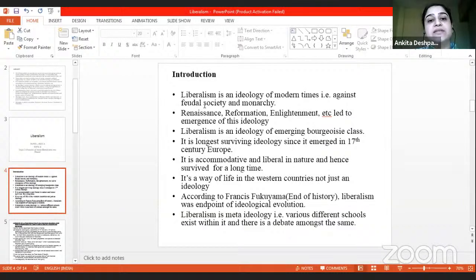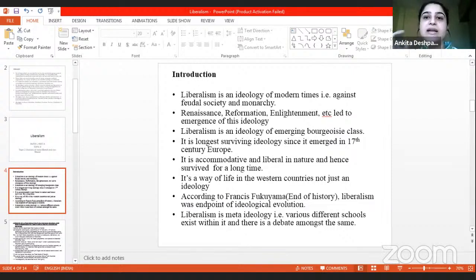So basically, it was against feudal society as well as monarchy. Europe has always seen a majority of monarchy concepts. So liberalism turned out to be a reaction against feudal societies, the landlords dominating over the serfs, and monarchy. Renaissance: if you remember, I taught you the Renaissance when I was teaching you Machiavelli. The Renaissance was when scientific temper, humanism, and the spirit of human beings started coming up. Reformation was when the church broke into two diverse fields. One was Protestantism, the second was the Roman Catholic Church.